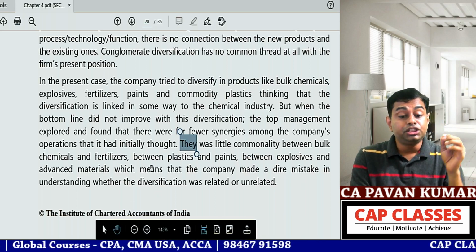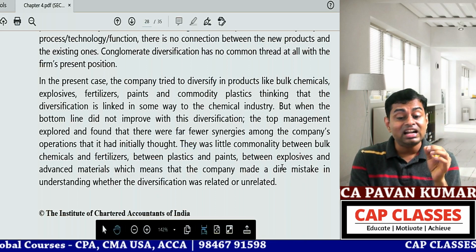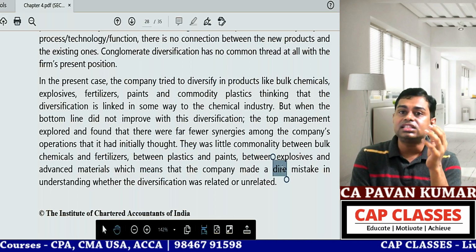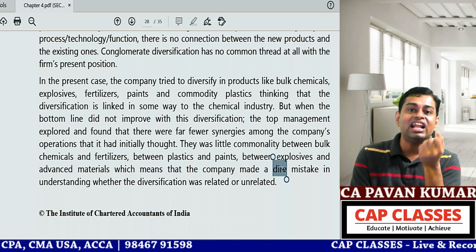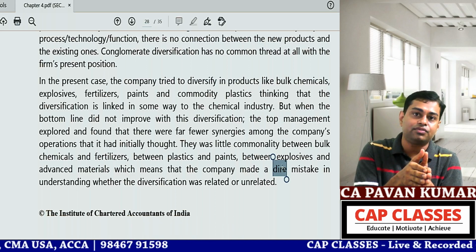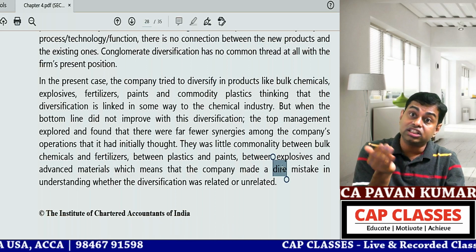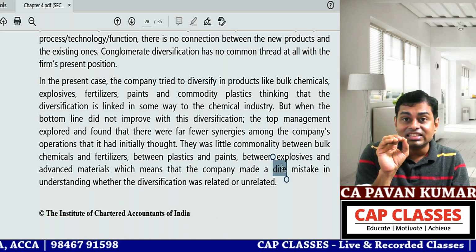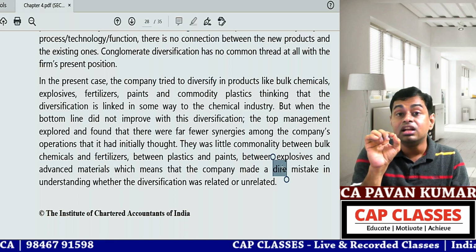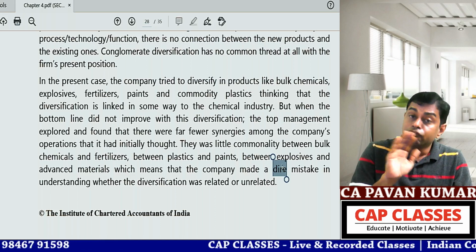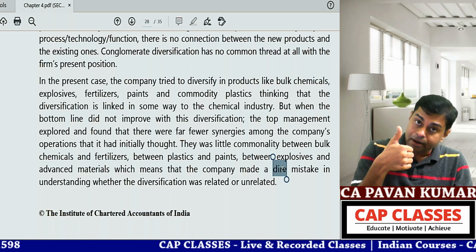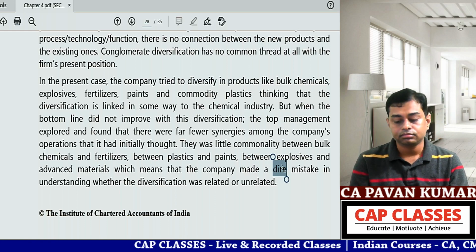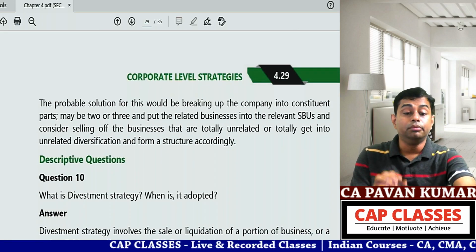Which means that the company made a dire mistake in understanding unrelated diversification as related diversification. Actually, they are doing unrelated diversification, but they do not know. They thought synergies will come. Idiot, in case of unrelated diversification, synergy will not come. In case of related diversification, synergy will come. You understand? That's all. Now, the probable solution.